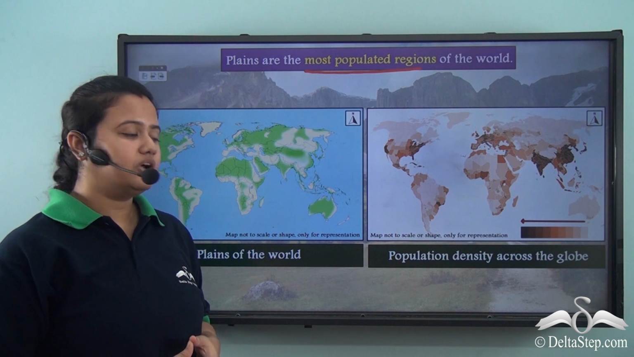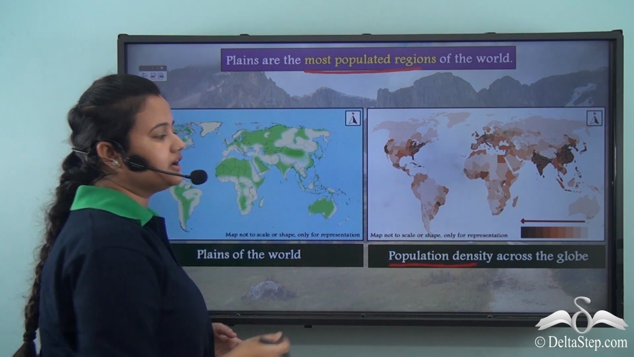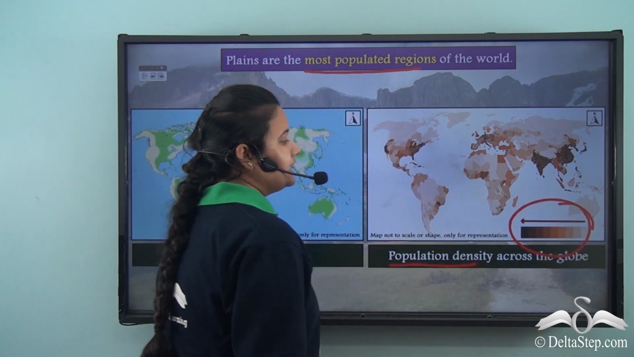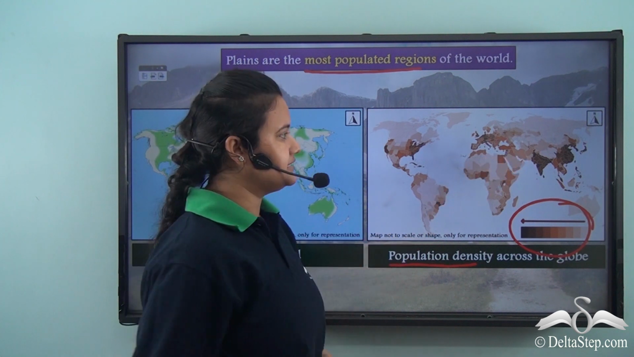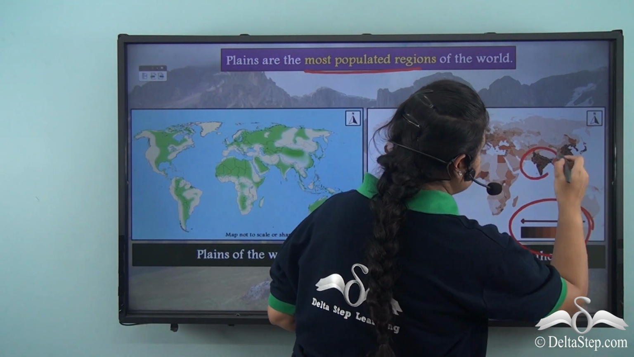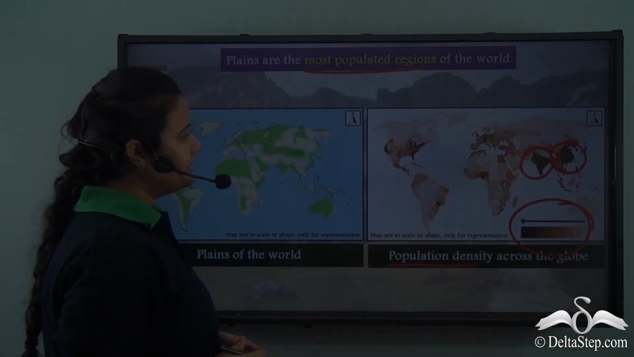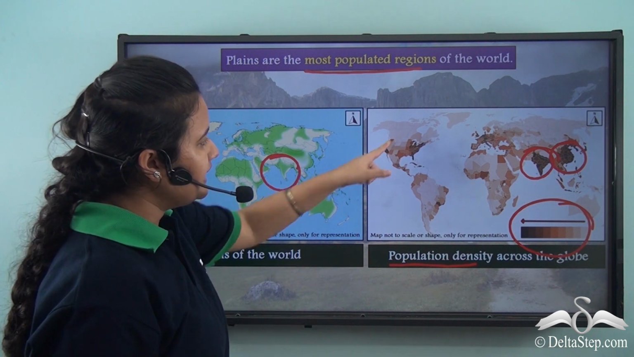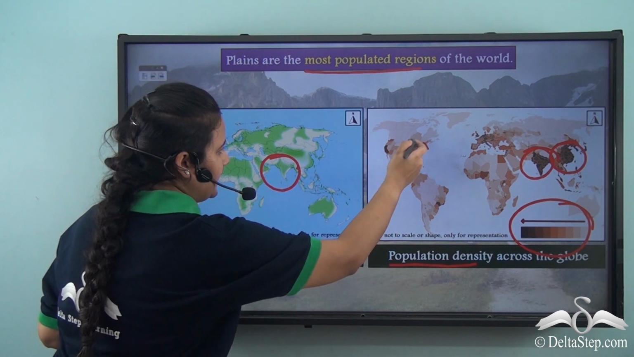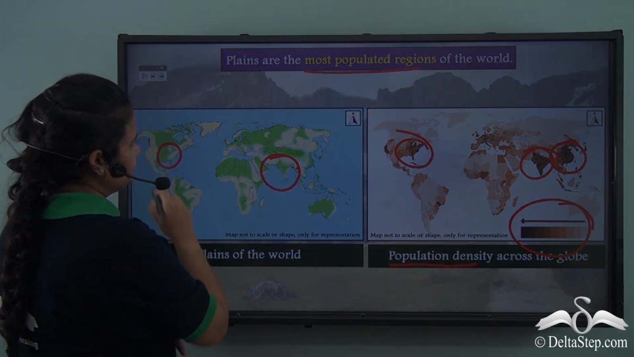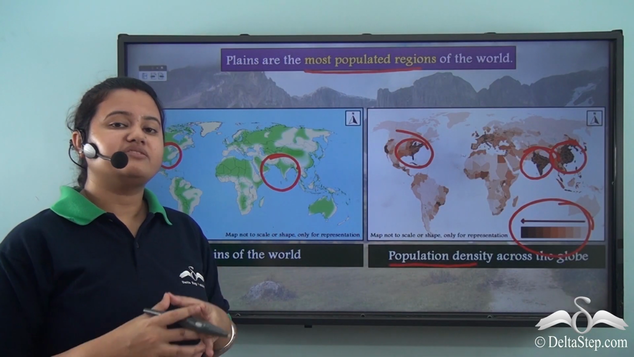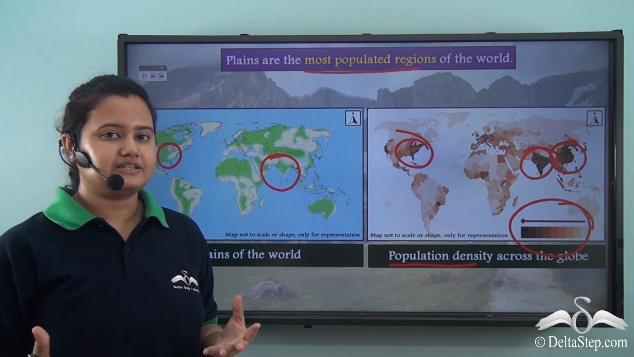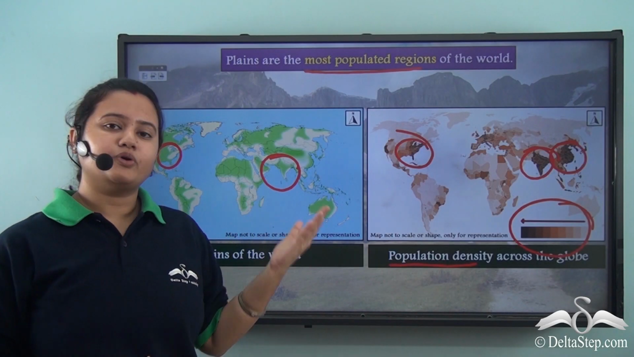See, here we have a world map that shows the population density across the globe. Now in this map, this indicator shows that the darker shades have high population density. So the darker shades are this region, this region. Now if we look at this map, we will find that this is a plain region. Again, this region is highly populated and this is also a plain region. So by comparing these two maps, we can very well understand that plains are ideal for growth of human civilization and therefore plains are densely populated.